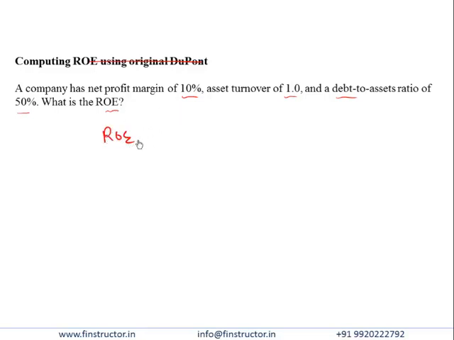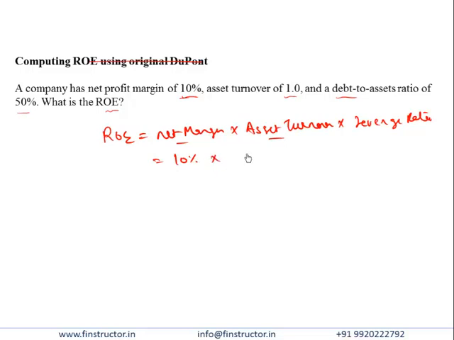So from the original DuPont, we know that the ROE can be broken up as net margin times asset turnover multiplied by the leverage ratio. Now, the first two aspects have been given to us straight up. That is, the net profit margin is 10% and the asset turnover is 1 times. The leverage ratio, please recall, is the total assets upon the equity, and what is given to us is the debt to assets ratio, that is 50% or 1 by 2.